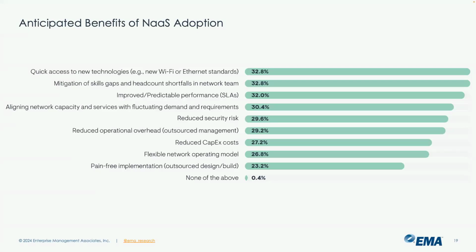On the flip side, we've talked about the roadblocks. What about the benefits? Why do people want to do this? Why do they want to consume some aspect of their network as a service? The first one is quick access to new technology, like a new Wi-Fi standard or new Ethernet standard. Maybe, we've watched SD-WAN evolve into SASE. Maybe SASE is going to evolve into something else in 3 years, and you want to be able to evolve with it.